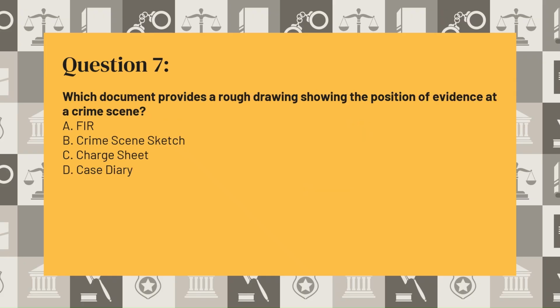So the next question is, which document provides a rough drawing showing the position of evidence at a crime scene? The correct answer is option B, which is crime scene search.